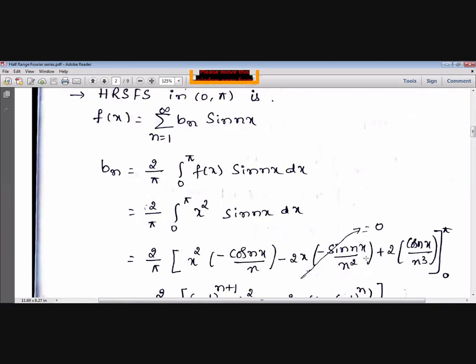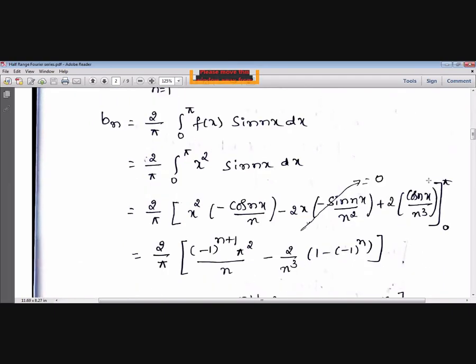Next, integration of sin nx is -cos nx by n, and the x squared term gives cos nx by n cube. Substitute the limit. For both limits, this second term will become 0. Next, the first term will be, in place of x, pi square, then -1 as it is, cos n pi. Cos n pi is (-1) power n, minus already 1 minus 1 is there, so (-1) power n plus 1 by n for the upper limit. For the lower limit, again this will become 0.